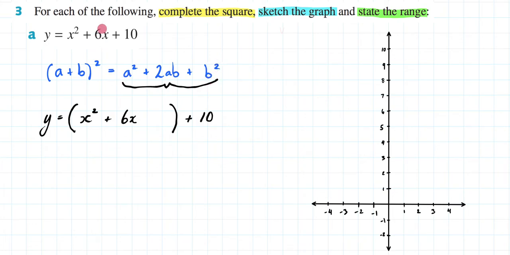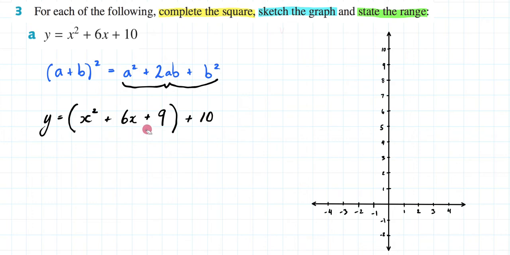The way I'm going to do this is take my coefficient in front of my x, so my 6, and then I'm going to halve it, which is going to give me 3. And then I'm going to square it, which is going to give me 9. And then I'm going to put this 9 into here. And now that I've done that, what I've created is a perfect square. So let me now rub all of this out.